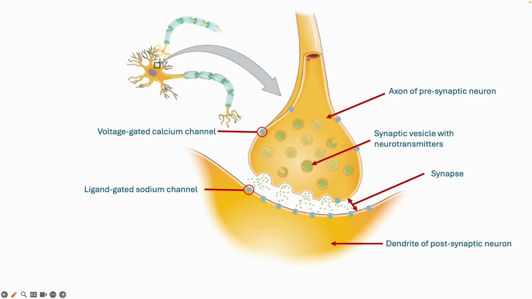So the action potential goes down the axon terminal. As the action potential reaches the voltage-gated calcium channels, they are going to open and calcium is going to come into the cell. This is going to trigger synaptic vesicles fusing with the membrane, causing the neurotransmitters to diffuse across the synaptic space, interacting with the ligand-gated sodium channels, which then open and allow sodium to enter the dendrite of the postsynaptic neuron. This ultimately is what is going to trigger the movement of the action potential from one synapse to another.